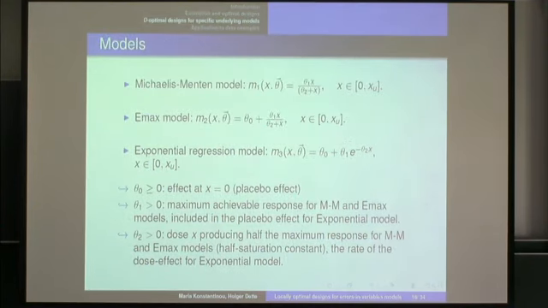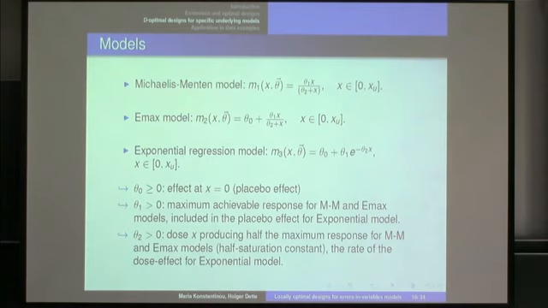So to get any analytical results on the D-optimal designs, we need to specify the underlying model. And we consider the Michaelis-Menten, the Emax, and the 3-parameter exponential regression model, which of course are very often used in modeling the dose-response relationship. In this case, theta 0 is the placebo effect.